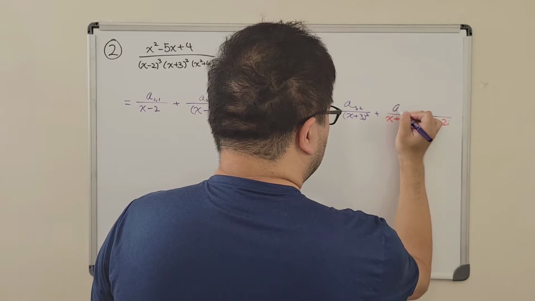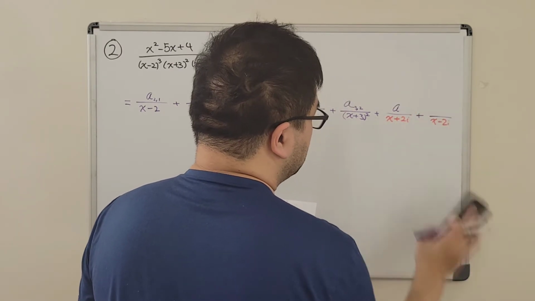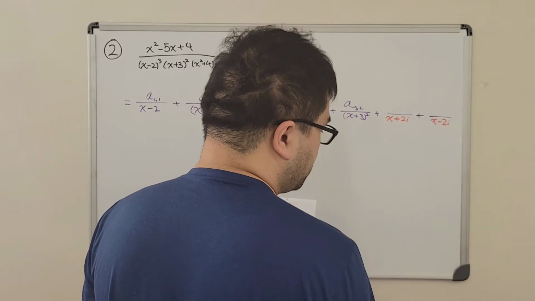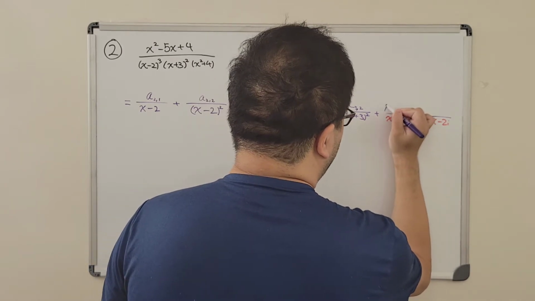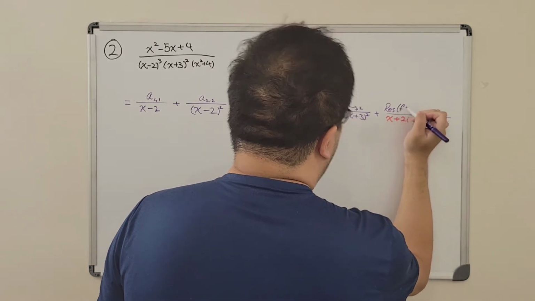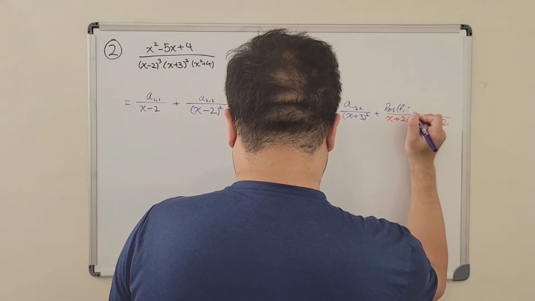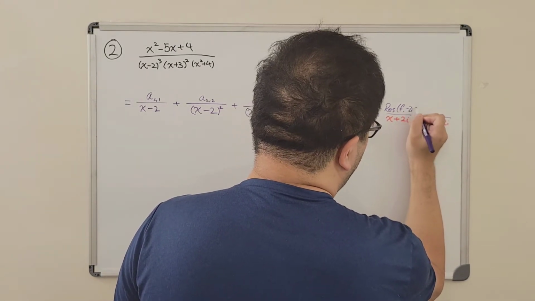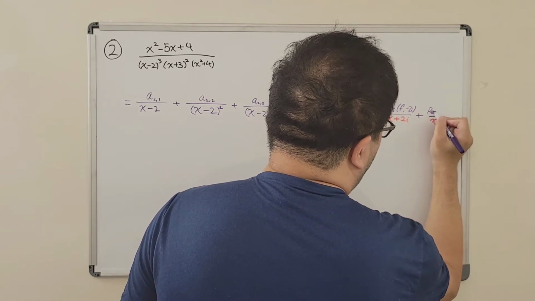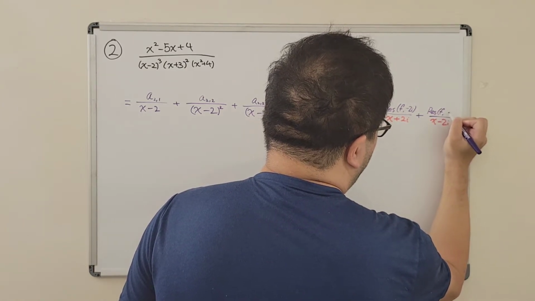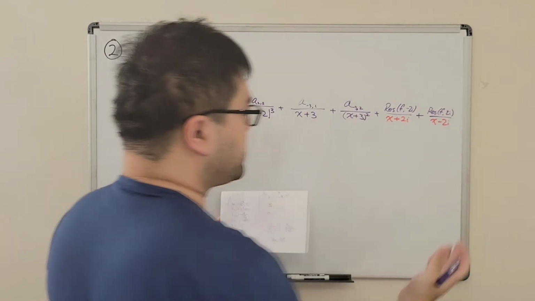And last but not least, in this case, since these two are just linear terms in the denominator, we can just simply write them as the residues of the original function. Let's call it f here, for x equals negative 2i. And then for the last one, we get the residue of the function when x is equal to positive 2i.